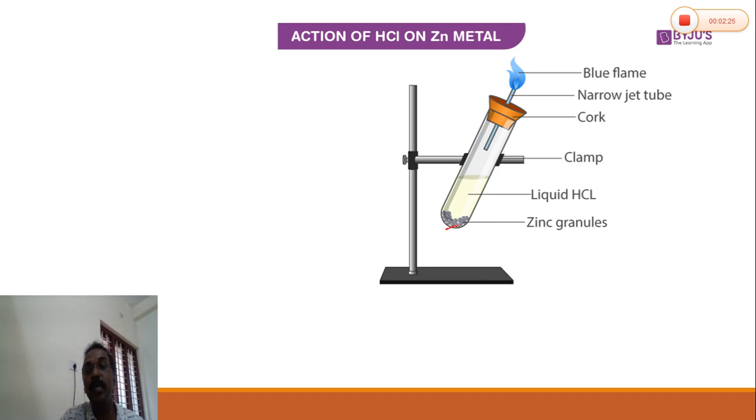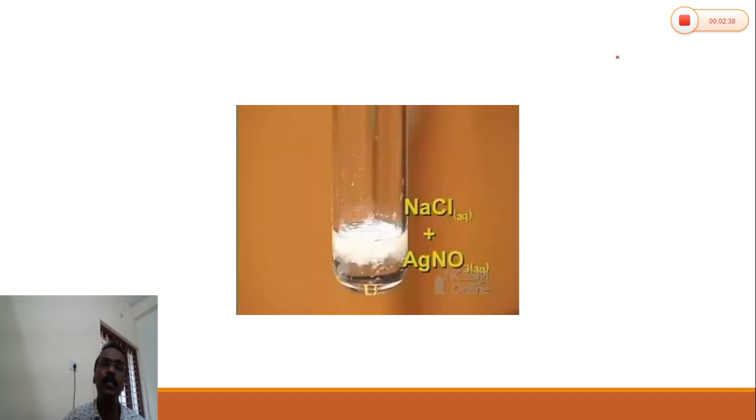Here, zinc granules are treated with hydrochloric acid. Hydrogen gas is evolved. This hydrogen gas burns with a pop sound. This is an example of evolution of gas. Now this is another reaction, where change of state also takes place.